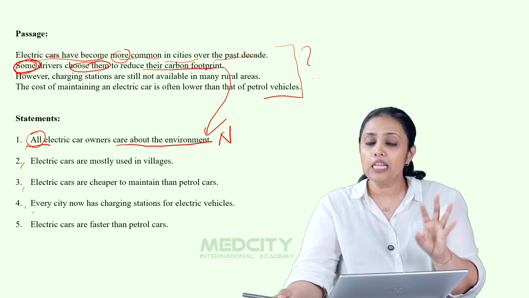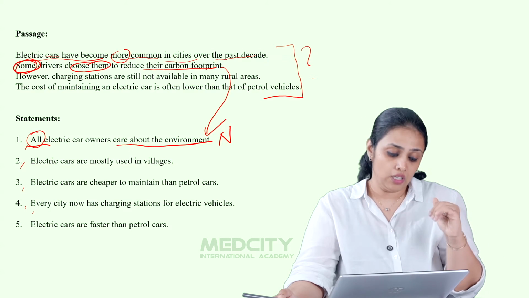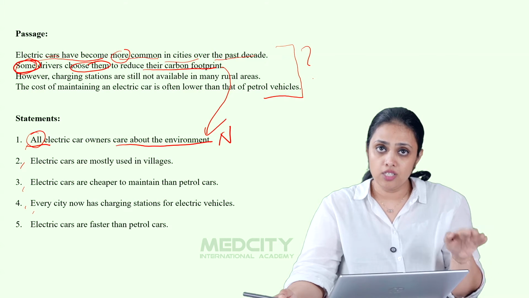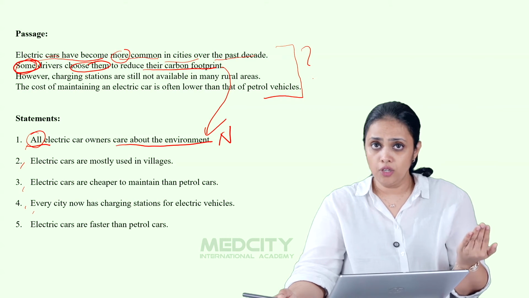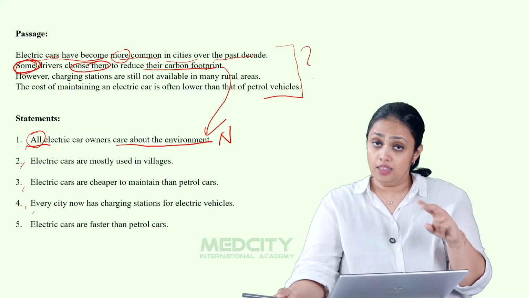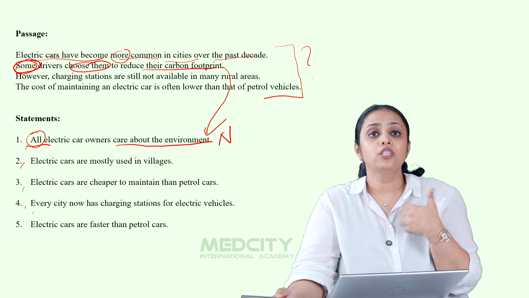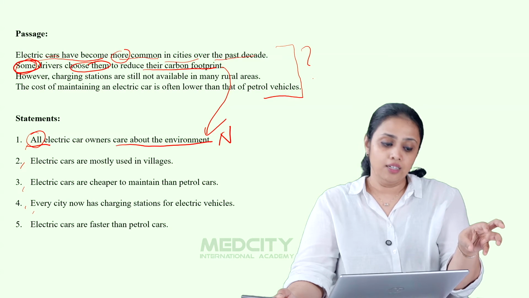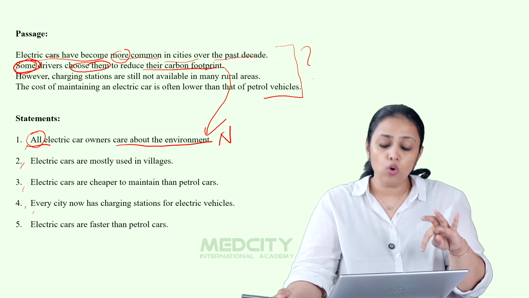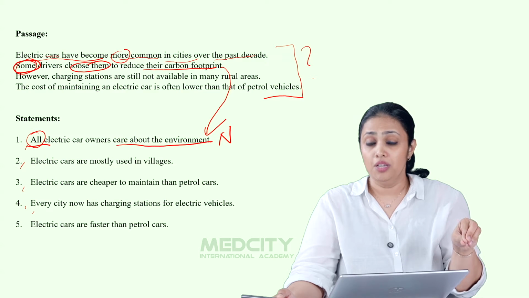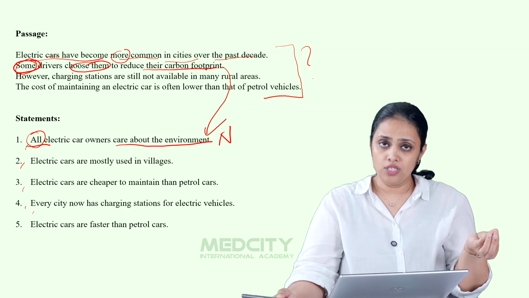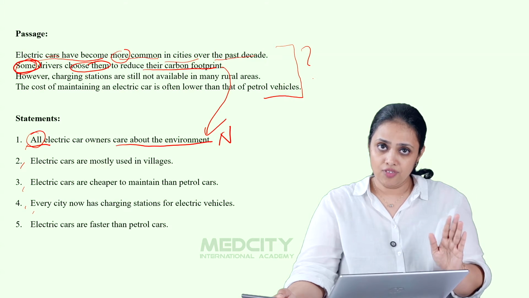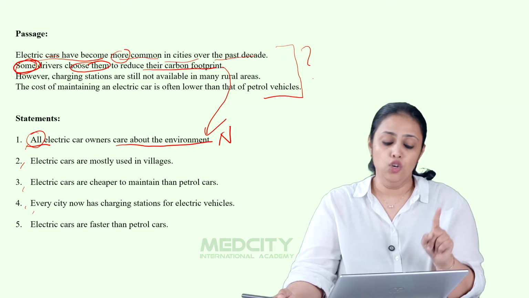And it contradicts what is mentioned in the statement. In the statement it says all, but in the passage it says some. So definitely they are not matching. We know that it's not yes. Then whether it's no or not given, I cannot say not given because something related to environmental care of people who own electric cars is mentioned in the passage. But what is the difference? The writer says some drivers, but the statement says all. For that reason, we should state it as no.